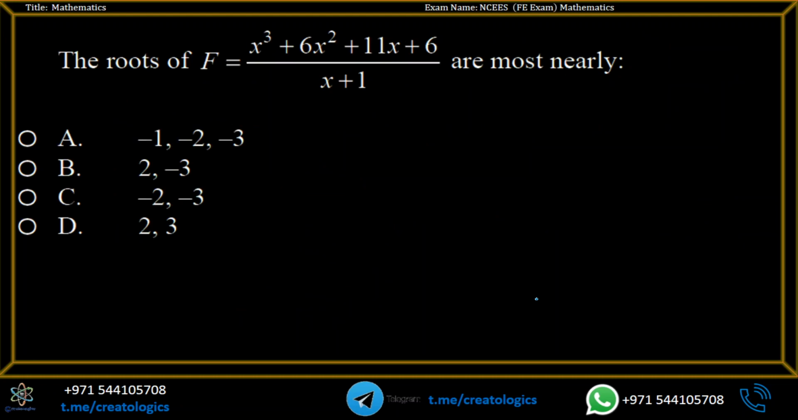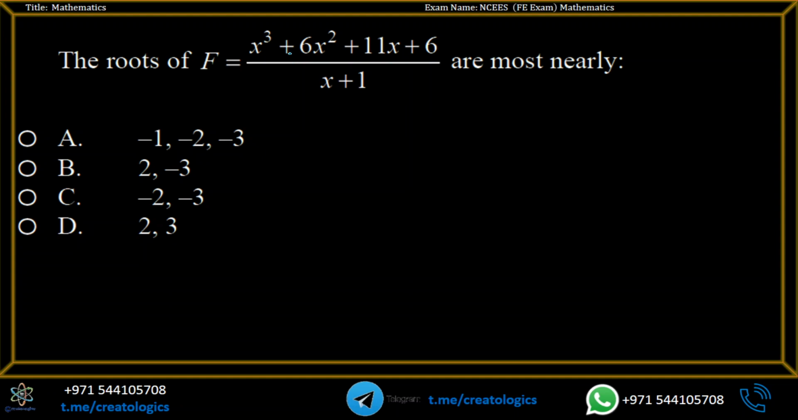Here the question says the roots of f is equal to x cube plus 6x square plus 11x plus 6 divided by x plus 1 is most nearly. Here also you can use your calculator. That is the fastest way to solve this question. What is the meaning of root? It means those values of x which will satisfy this equation and make the right hand side equal to 0.